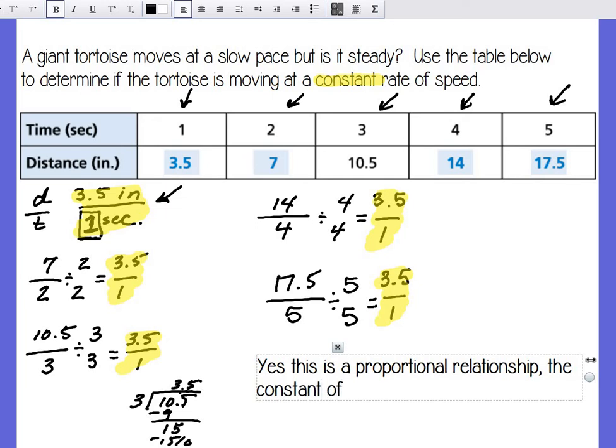there we go, and I have to go back and look at those numbers. 3.5 inches, and I can put my line, I can put 2, I can put per. So the constant of proportionality is 3.5 inches per 1 second.